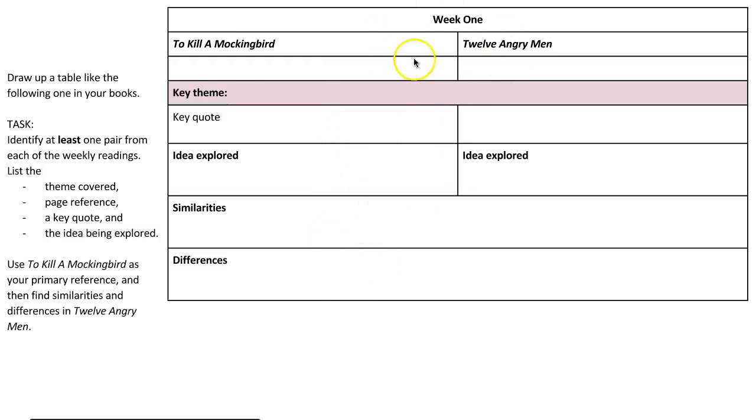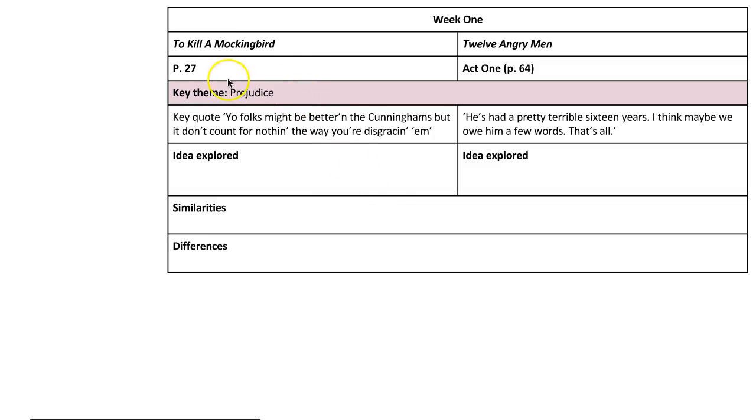So it would look like this. It's blank, and you can see the little headings. I don't think these are maintained on every slide, but you'll see as we go along. All right, so I've picked, or Mrs. Hando, sorry, has picked a quote from page 27 of To Kill a Mockingbird and Act 1, page 64 of 12 Angry Men. The key theme is prejudice, and the two quotes are as follows.